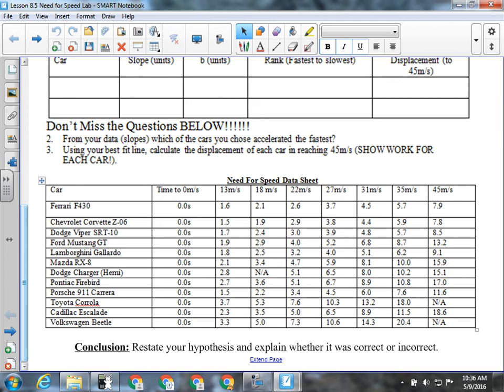Okay, and then you got your conclusion, restate your hypothesis, explain why it was correct or incorrect. There's no evaluation on this lab. We didn't do the experiment. We don't know what the sources of error were because we weren't there. So you don't have to do a sources of error evaluation. Do we just record our answers and stuff into the chart? Yes. Yeah. Okay. Other questions on what we're doing here?